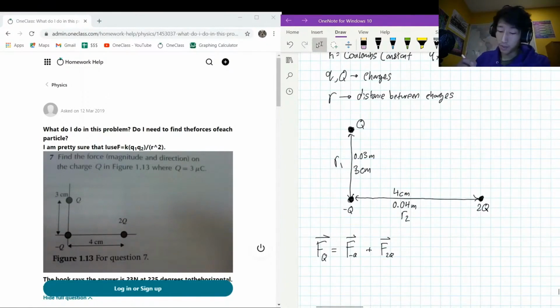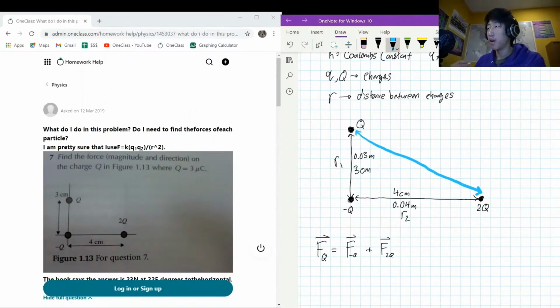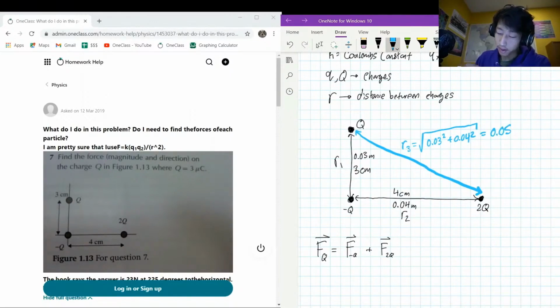As we can see here, another thing that we should add to our diagram is the distance between the Q of interest and the 2Q, which is not given to us directly. We need to solve for that. So let's call this R3. This is going to be the hypotenuse of 0.03 squared plus 0.04 squared, which is 0.05. Yeah, 3-4-5 triangle. You'll see it fairly commonly. So this is going to be the R value associated with 2Q, and the R value associated with negative Q is going to be R1 here.